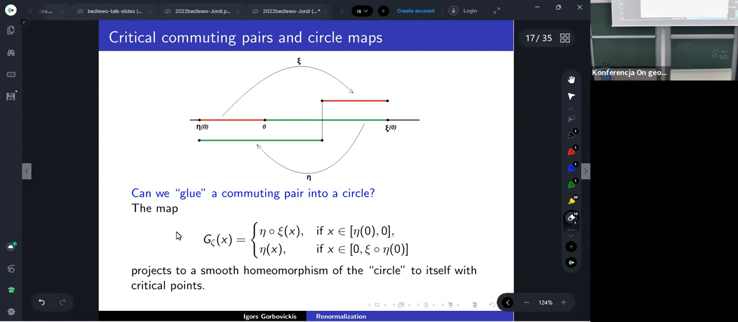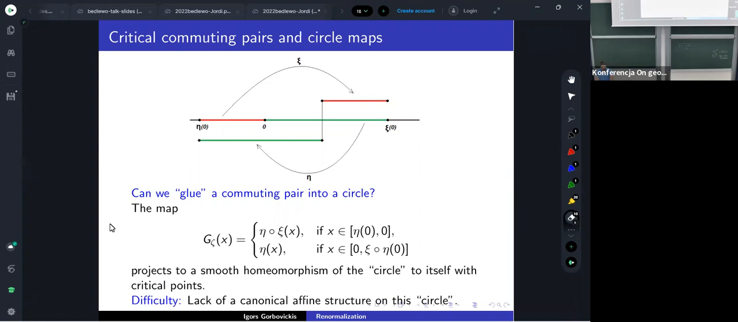So this can be done, and then the critical commuting pair projects, or more precisely, this piecewise defined map projects into a map of a topological circle. So when we glue, we get a topological circle. We'll get a map which will have a critical point at 0. But the problem is that we will not have a canonical affine structure on the circle that we obtain. So it's more that we're getting a conjugacy class of critical circle maps, but not a particular critical circle map.